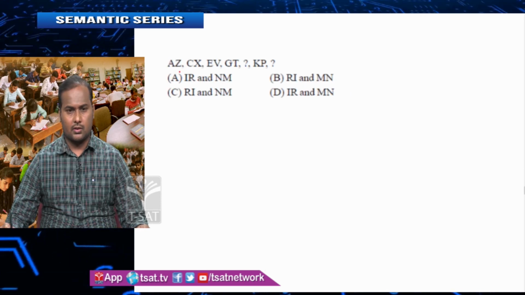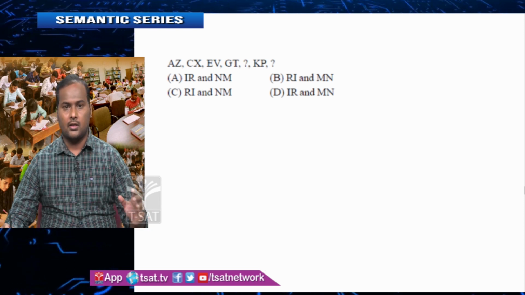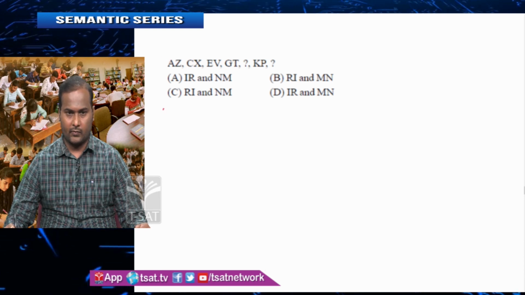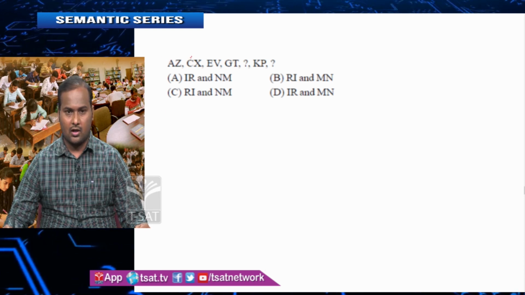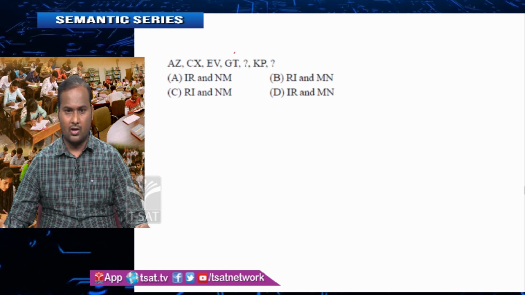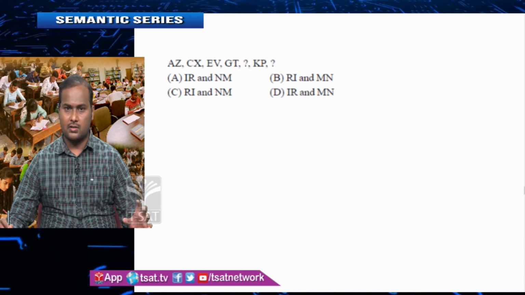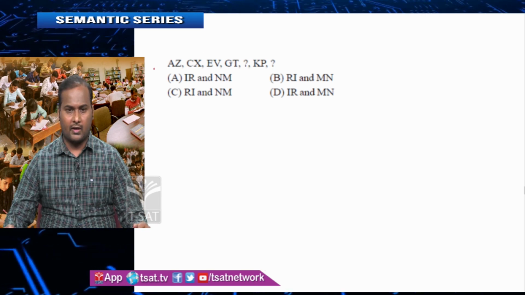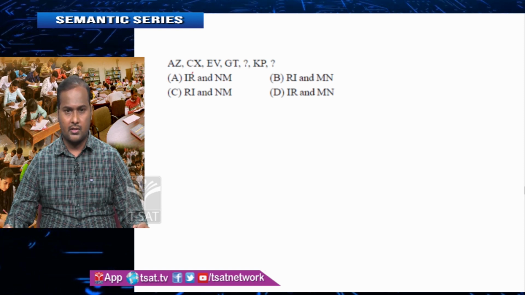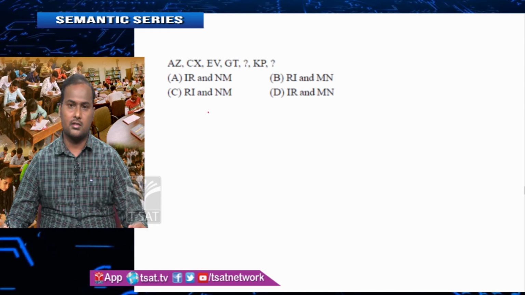In this particular question, the moment you see the question, what you need to get in the mind is they are opposite letters, means A opposite is Z, you should know that. Next one is C opposite X. In the same way, E opposite V, G opposite T, K opposite P. So, in the options also it will be opposite. For example, see options I R and N M. I opposite is R, N opposite is M, and in all the options also everything is opposite.